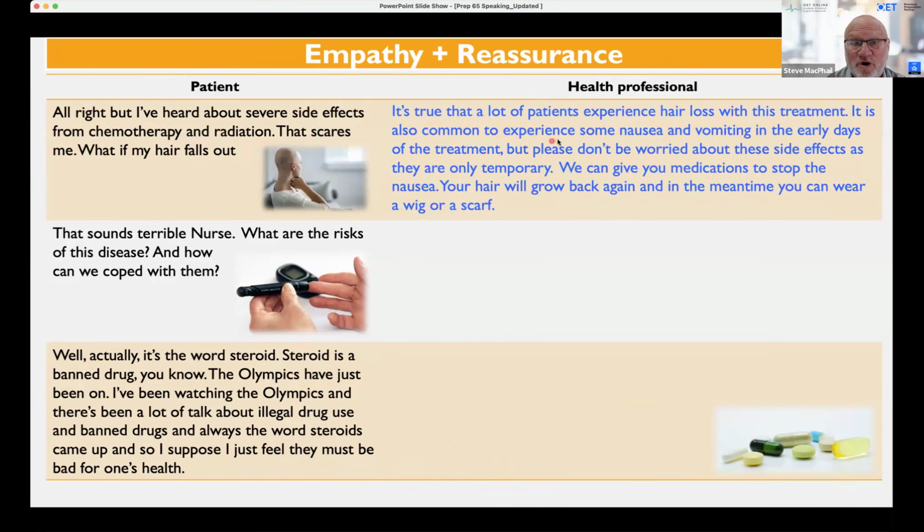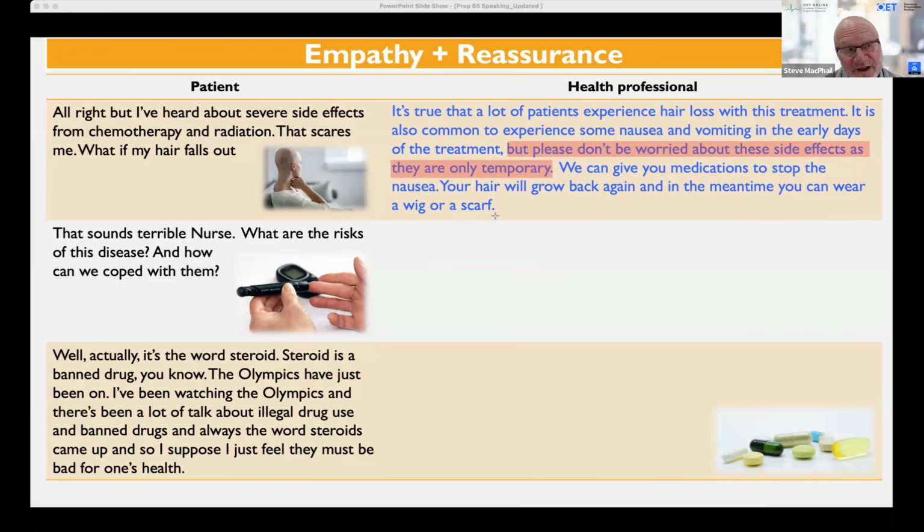It is also common to experience some nausea and vomiting in the early days of treatment, but please don't be worried about these side effects as they are only temporary. So there's your assurance sentence there, and I think that's quite an important sentence because we've got a reason. But please don't be worried about these side effects as they are only temporary. They're not going to last forever, right? We keep going. We can give you medications to stop the nausea. Your hair will grow back again, and in the meantime, you can wear a wig or a scarf.